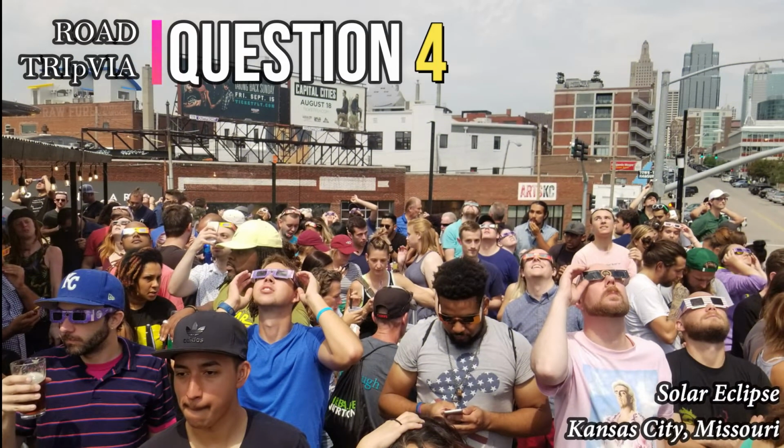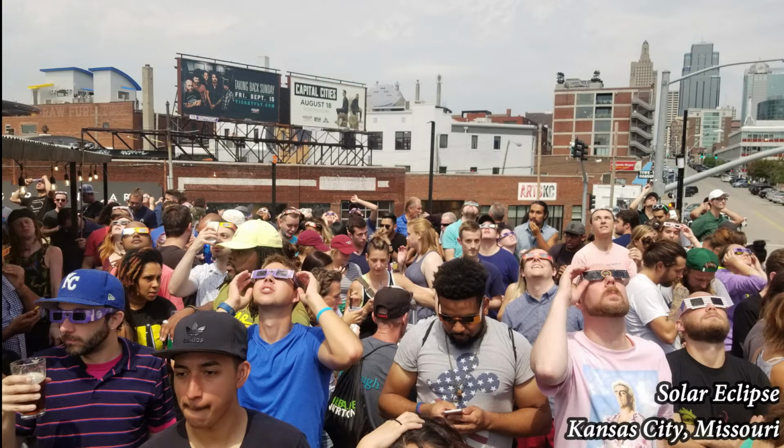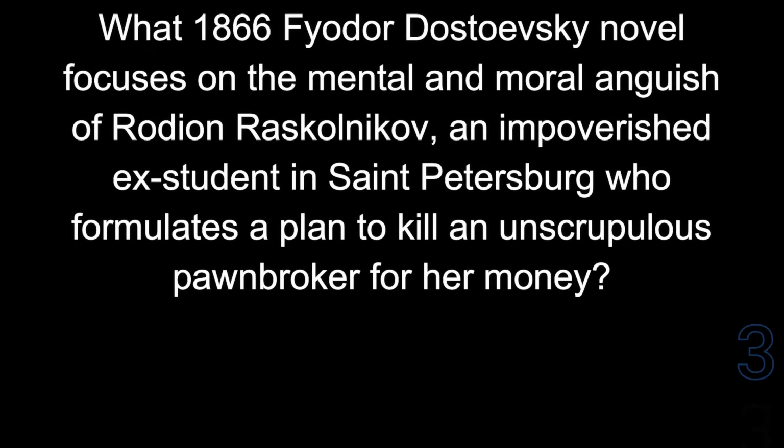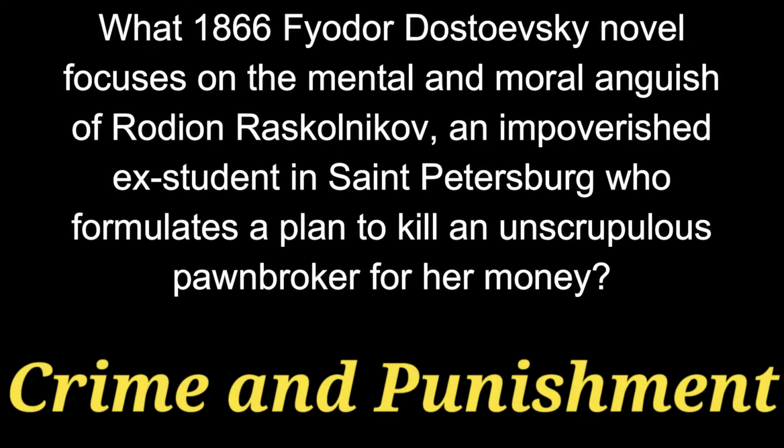Question 4. What 1866 Fyodor Dostoevsky novel focuses on the mental and moral anguish of Rodion Raskolnikov, an impoverished student in St. Petersburg who formulates a plan to kill an unscrupulous pawnbroker for her money? The answer is Crime and Punishment.